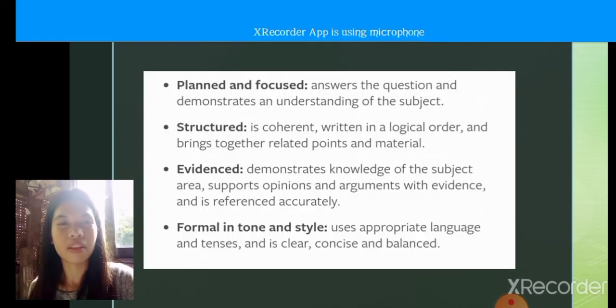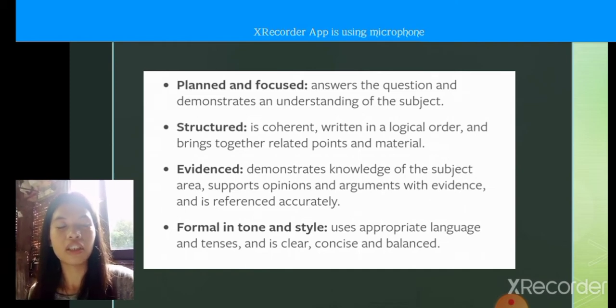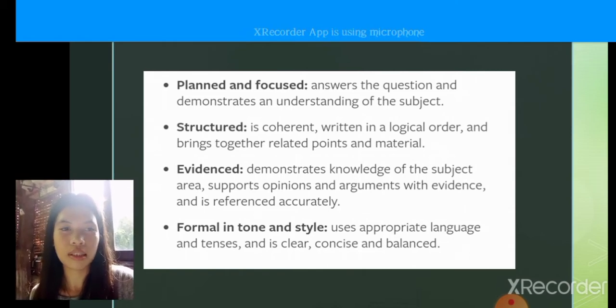So, what are its characteristics? The characteristic of academic writing is planned and focused, answers the question and demonstrates an understanding of the subject. Structured is coherent, written in a logical order, and brings together related points and material. Evidence demonstrates knowledge of the subject area, supports opinions and arguments with evidence, and is referenced accurately. Formal in tone and style, uses appropriate language and tense and is clear, concise, and balanced.